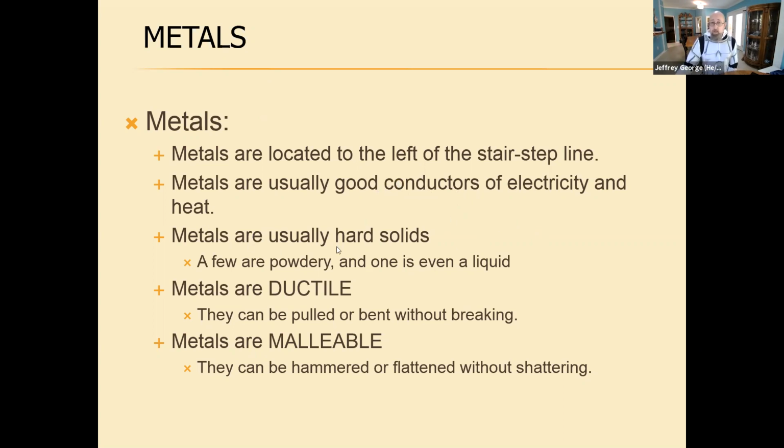Metals are usually hard solids, although there are exceptions to that. A few metals are like powdery solids, and one of the metals is even a liquid at room temperature. So that's mercury. Mercury is the only metal that's not solid at room temperature. Metals can also be shaped, pulled, bent, and hammered without breaking or fracturing into pieces. Those properties are called ductile and malleable. Ductile refers to pulling or bending it without shattering or breaking, and malleable refers to hammering or squashing something flat, flattening it without shattering it.